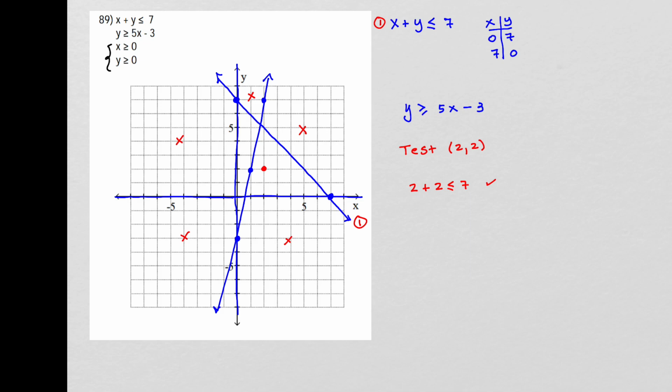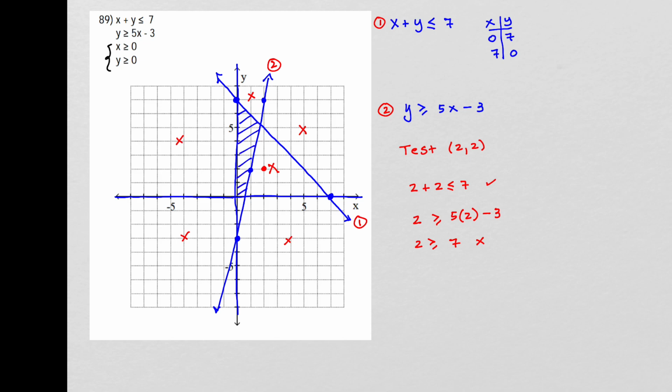Okay, so now let's try that same test point in our second line. That's this line. So we have 2 is greater than or equal to 5 times 2 minus 3. 2 is greater than or equal to 10 minus 3 is 7, and that is false. So that means I don't want to be on this side of the line. I have to be here because that's the only thing that's left. So let's shade that in.